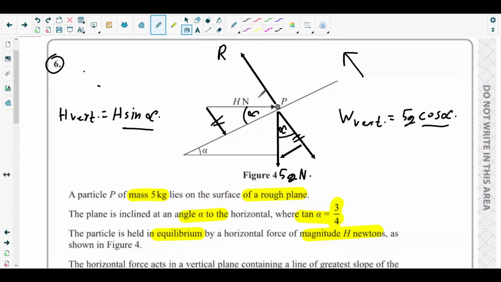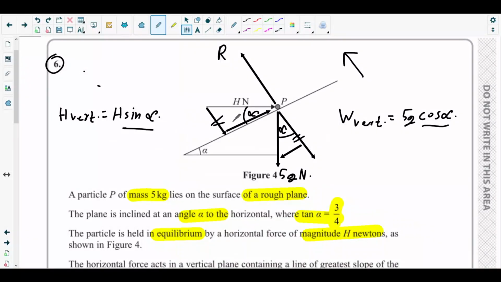H has a horizontal component along the up the plane. That means h will be smallest when the friction will also be acting in the upward direction. Because if friction is acting in the upward direction, then the system has to be in equilibrium. That means the friction and the force H will have to balance out the weight.